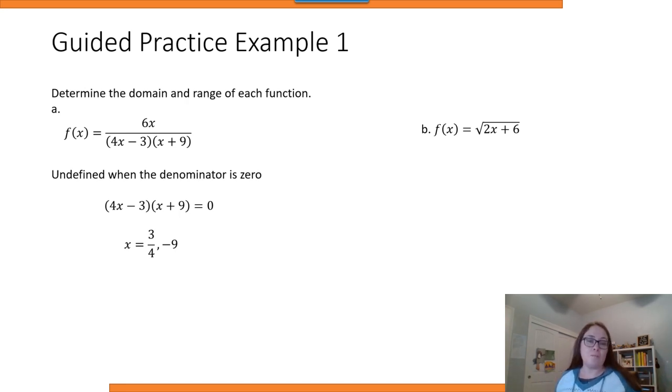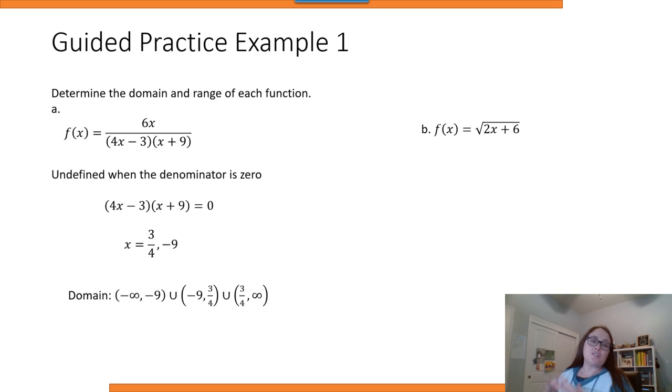So I'm going to write the domain as everything to the left of negative 9, everything between negative 9 and 3/4, and everything to the right of 3/4 on the number line. So I end up with these 3 intervals added together using my union symbol. And sometimes it helps just to write them on a number line or plug in the graph of the function.